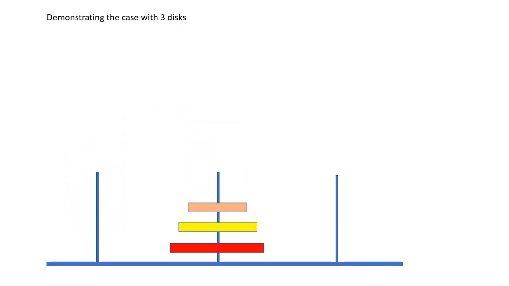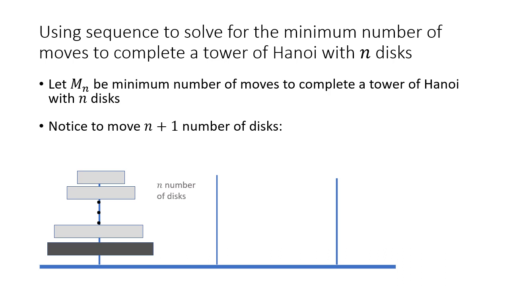And done. For a more general case, a sequence can be used to solve for the minimum number of moves to complete the Tower of Hanoi with n disks. First, let's define Mn to be the minimum number of moves to complete the Tower of Hanoi with n disks. And now let's look at the case of n plus 1 disks.